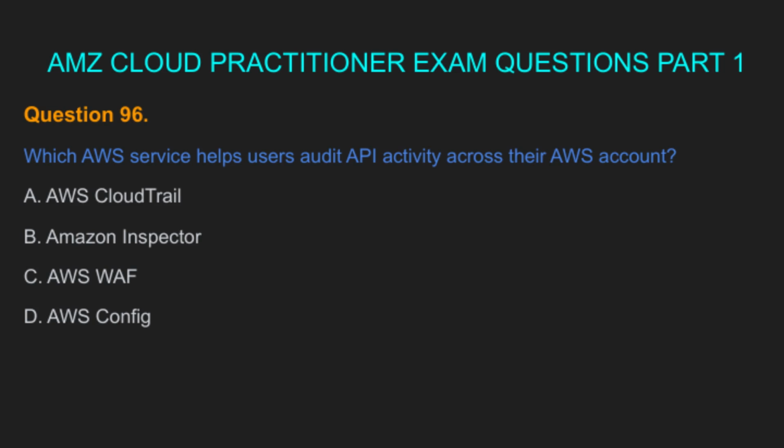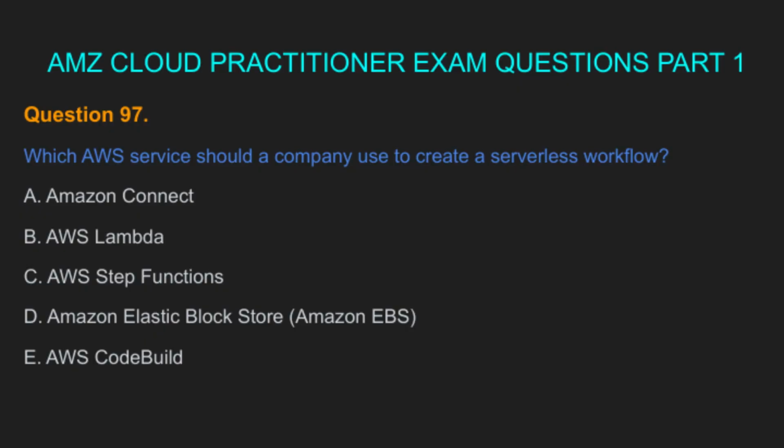Question 96. Which AWS service helps users audit API activity across their AWS account? A. AWS CloudTrail. B. Amazon Inspector. C. AWS WAF. D. AWS Config. The answer is A. CloudTrail enables auditing, security monitoring, and operational troubleshooting by tracking user activity and API usage. CloudTrail logs, continuously monitors, and retains account activity related to actions across your AWS infrastructure, giving you control over storage, analysis, and remediation actions.